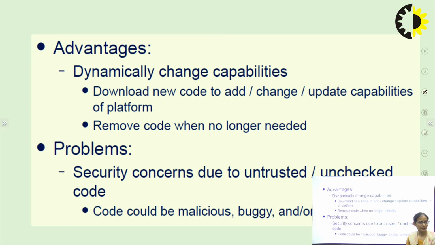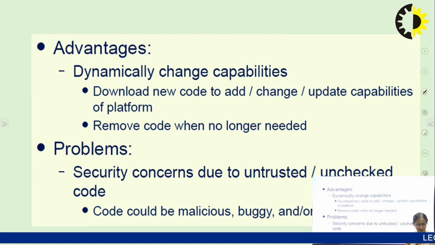What are the advantages of having mobility with respect to code? It lets you dynamically change capabilities: download new code to add, change or update the capabilities of the platform, and remove the code when no longer required. But what are the problems? Security concerns due to untrusted and unchecked code. The code could be malicious, buggy, or tampered with, and could attack a machine.